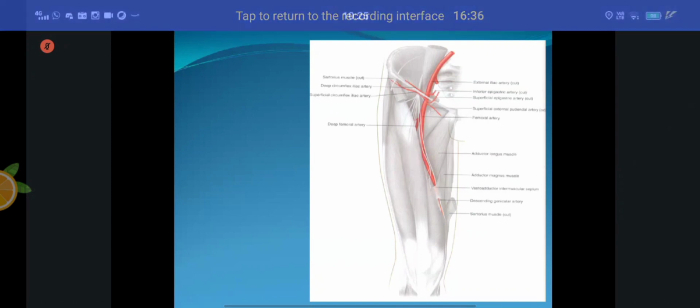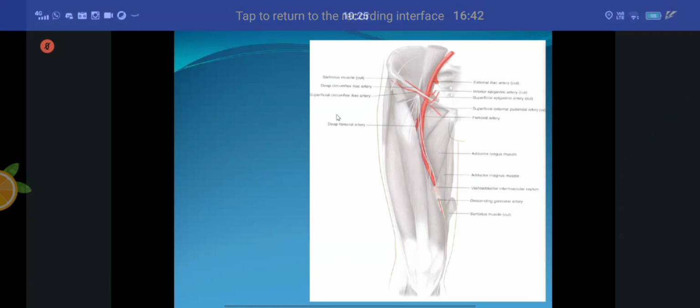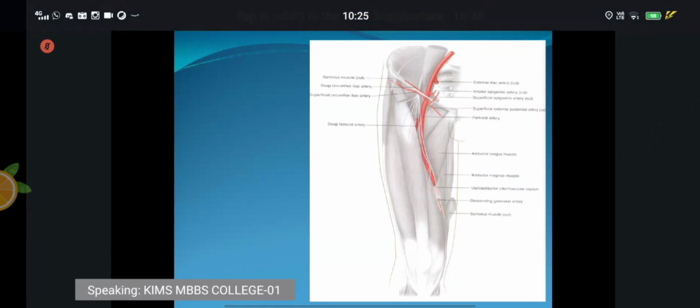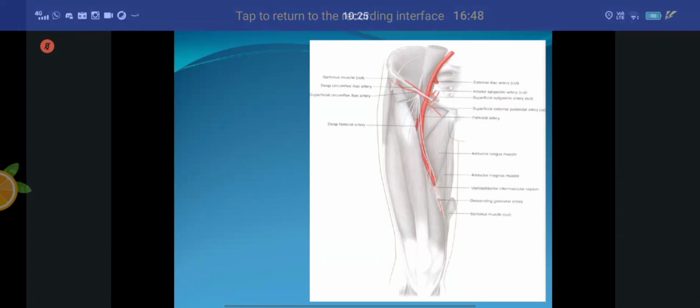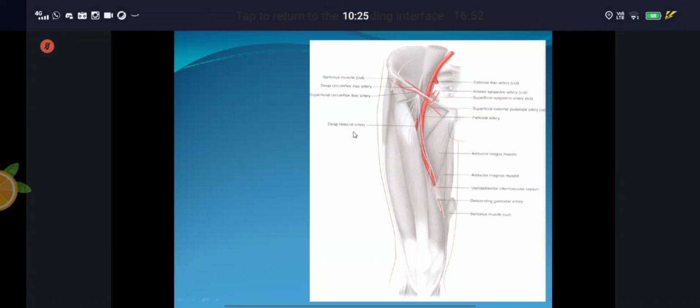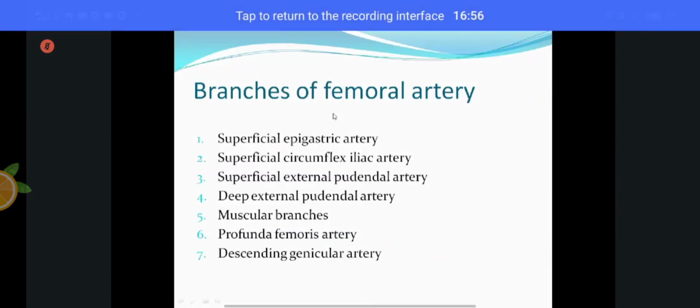One is the spinous anastomosis, the trochanteric anastomosis, and the cruciate anastomosis. This we'll learn, but before learning about the anastomosis taking place at the spinous process or anterior superior iliac spine, we'll learn about the branches of the femoral artery, and you have to learn by heart the branches of the femoral artery, right? You see here, what are the branches of the femoral artery?